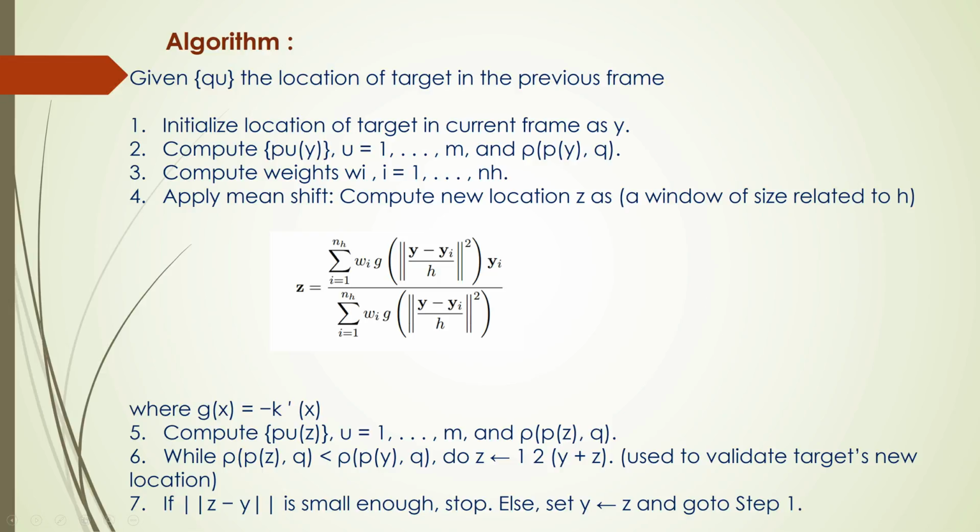Then we use these equations to validate the target's new location in the subsequent frames, and if Z minus Y is small enough, then we stop. Basically, if Y and Z round off to the same pixel, we stop. Otherwise, we go back to step 1 and continue.